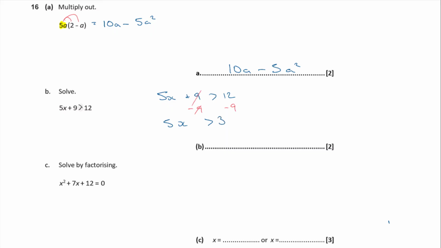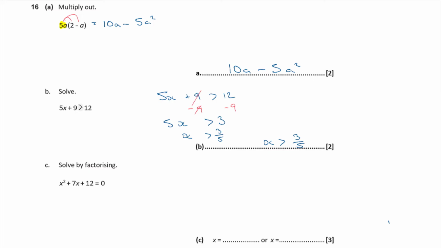And then to get x by itself, I'm going to divide both sides by 5. x is greater than 3 divided by 5. That's my answer. Now I could work that out as a decimal, but there's no need. Fractions are perfectly fine, so I'm just going to write down x is greater than 3/5.